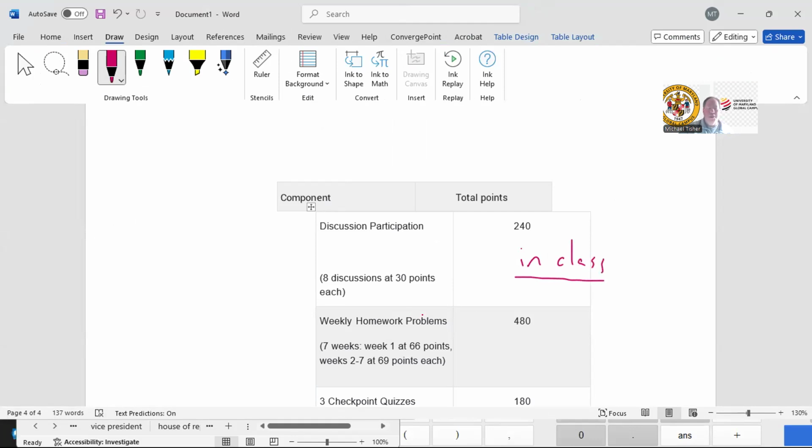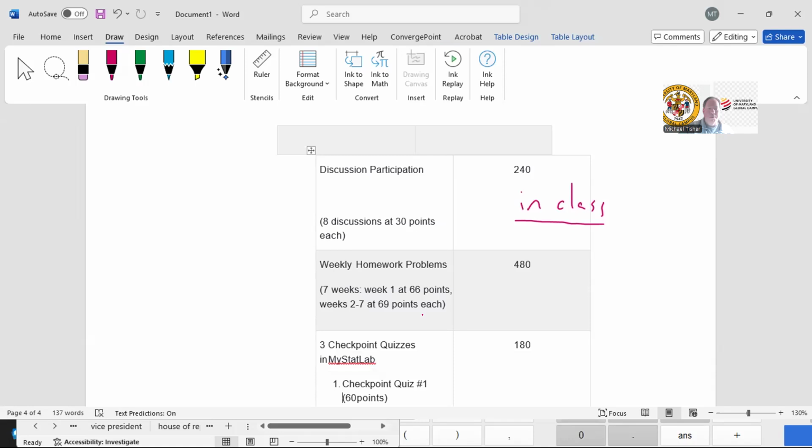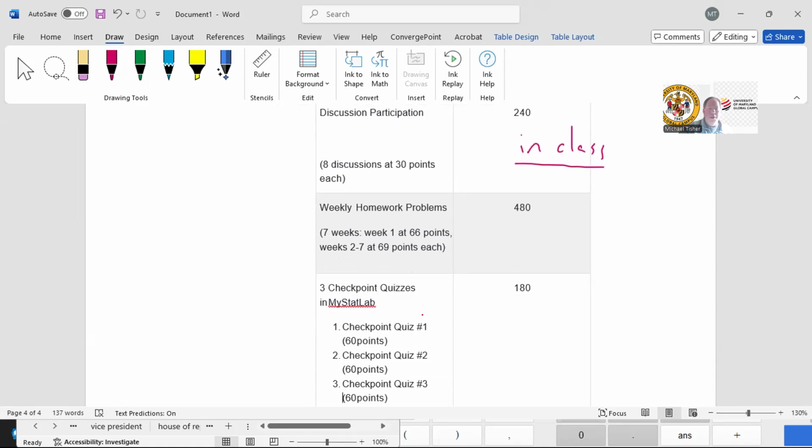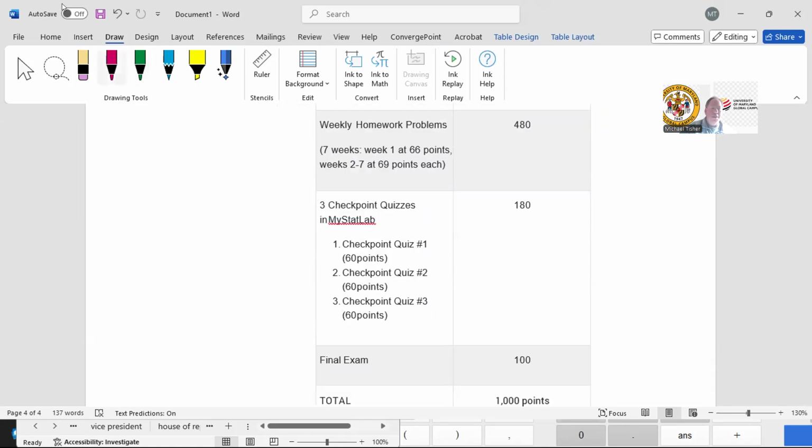Okay, next on the syllabus is weekly homework problems, 3 checkpoint quizzes, and also a final exam. All this is going to be in something called MyStatLab. MyStatLab is an online learning statistical program that's open 24 hours. So you can go in there anytime and work on these problems and the checkpoint quizzes. You can work on the checkpoint quizzes and the weekly homework problems at any time, in MyStatLab.